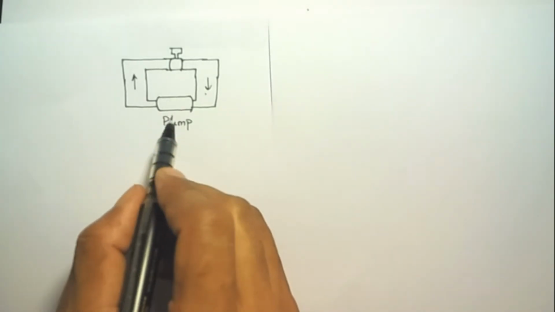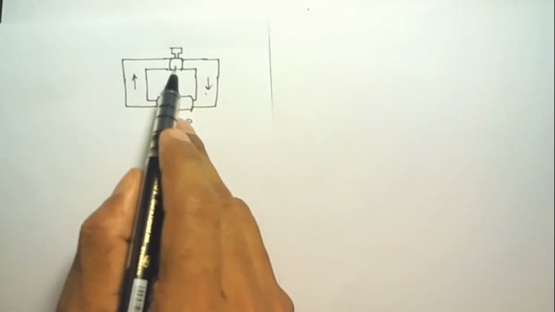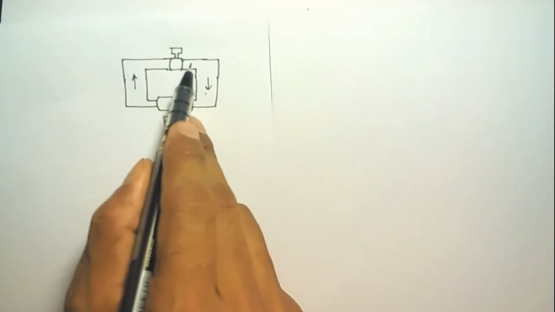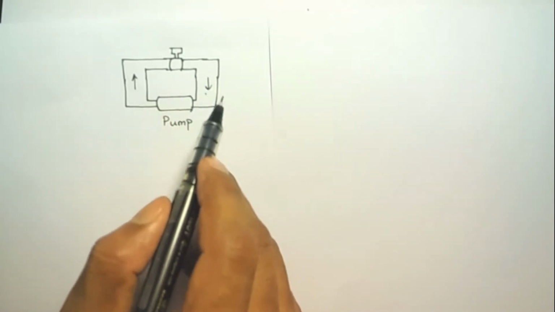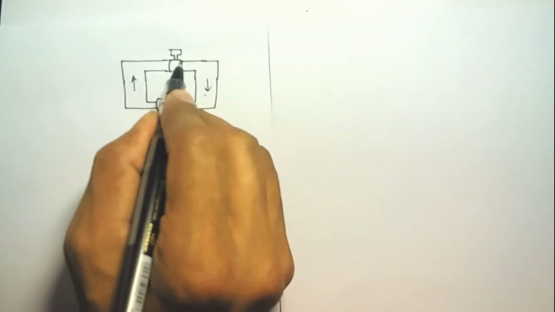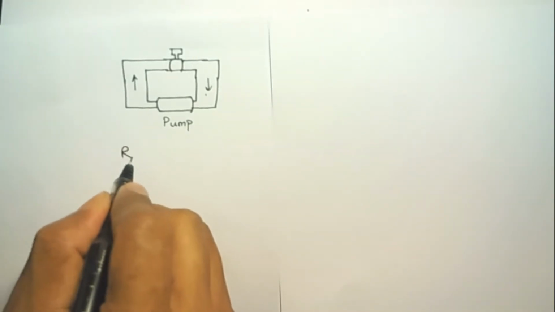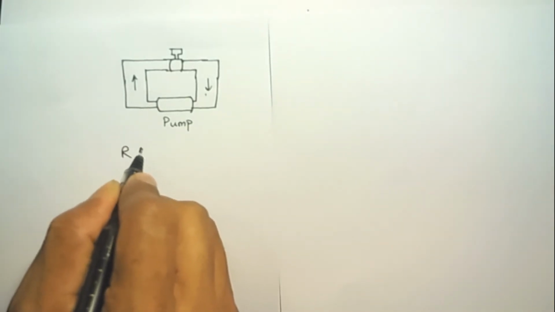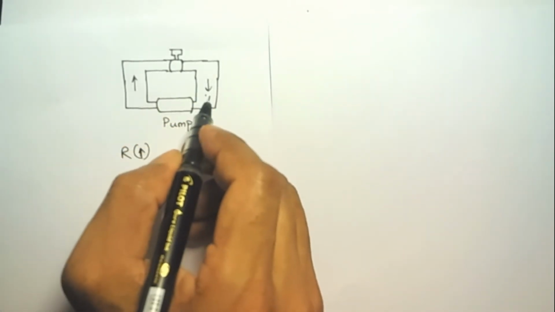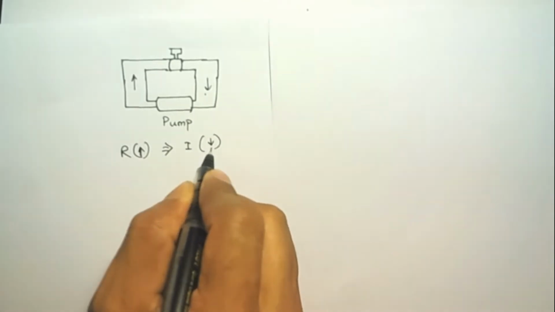Again, let us consider a pump with a pipe and this is a tap. If we press this tap, then the flow of water will decrease, and if we release, then the flow of water again will increase. So the pressure of this tap is analogous to the resistance. If resistance increases, that means if we increase the pressure, then the flow of water will decrease. That means current will decrease.